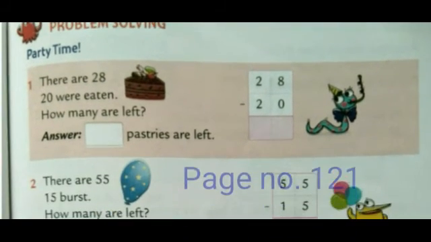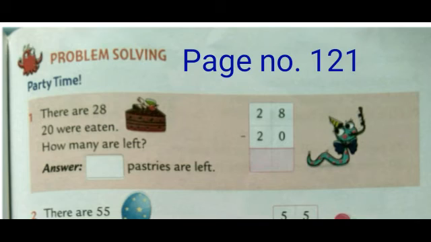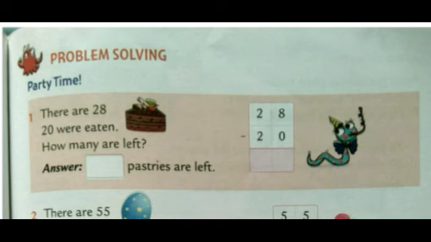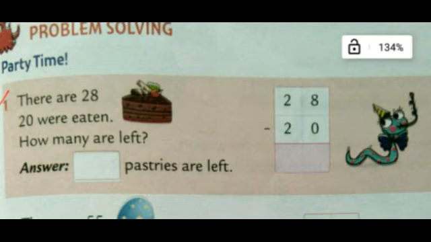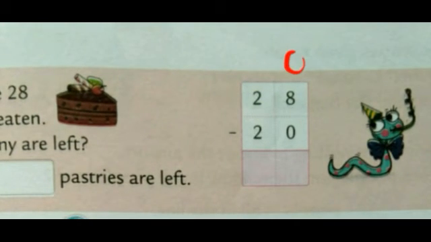Now we move on to the next page. Page number 121. Problem solving. Party time. Let's read out the first question now. There are 28 pastries. 20 were eaten. How many are left? Okay, so we have to subtract. As I told you, always begin with the ones place. 8 minus 0 is how much? As I have already told you, when you subtract 0 from any number, you will get the same number, that is 8.